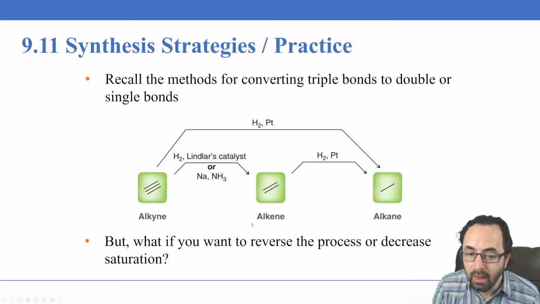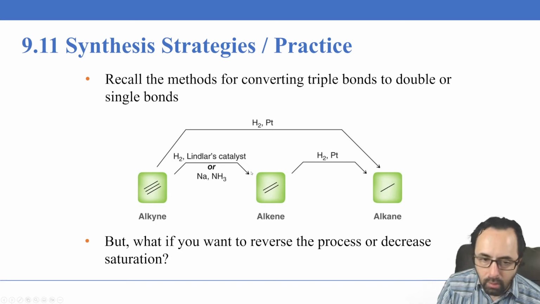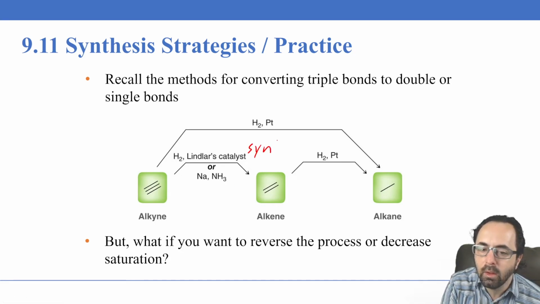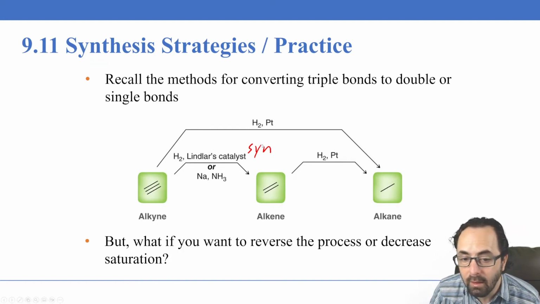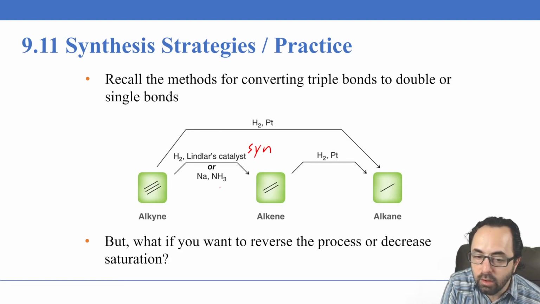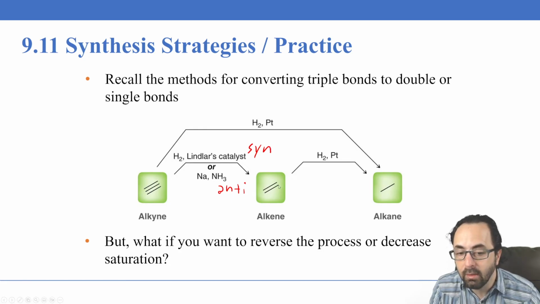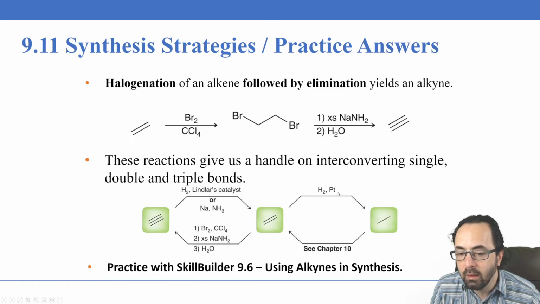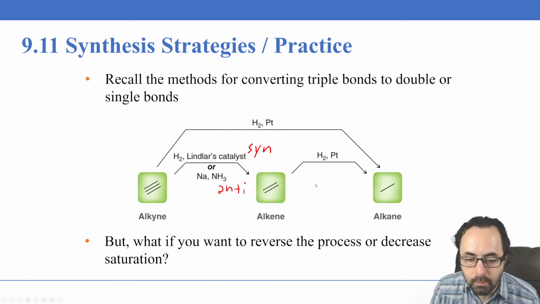However, if you're trying to get the alkene, you're going to want to use the Lindlar's catalyst, and remember, the Lindlar's catalyst involves a syn addition, same side. So you're going to get the cis type of product here, or you can use a dissolved metal reduction, and you can end up with the anti addition of the hydrogen and get the alkene. And these will both stop at the alkene. And then if you want to hydrogenate the alkene, you can do that with hydrogen and platinum.